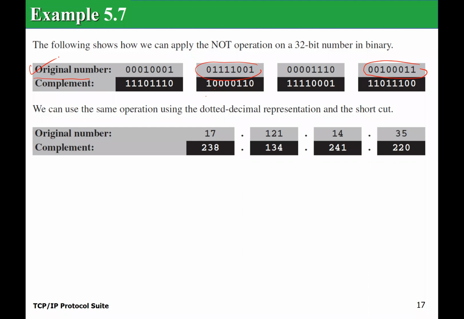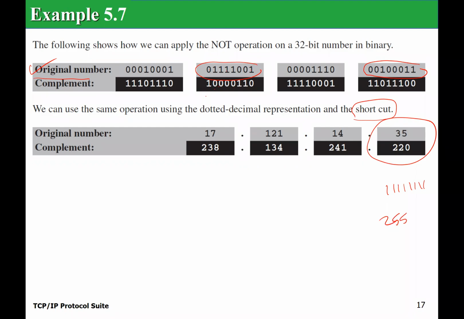Now, what about decimal? We have something called a shortcut. In decimal, how can you find the opposite, the complement, or the NOT? Simply, there is no need to convert them. Remember, what is the maximum number we will get here, when you have everything at once? What is the maximum?